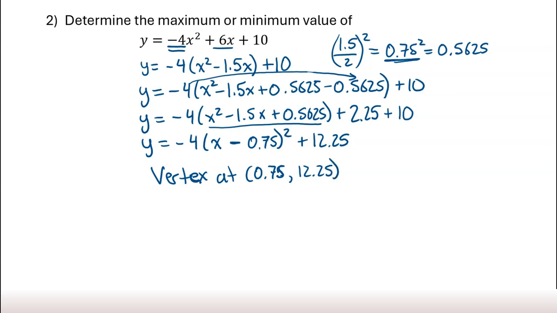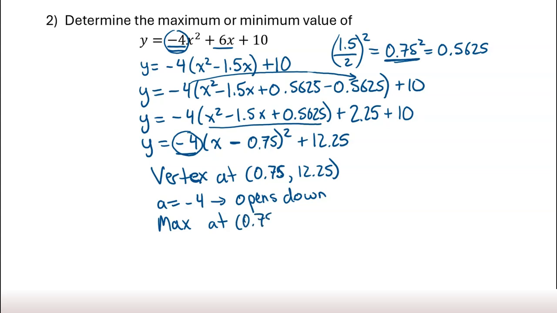So we also again look at the a value. The a value is right there and there, same a value. Because a is -4, that means it opens down. And in this case, because it opens down, it means that it is a maximum at that vertex value at 0.75 and 12.25.